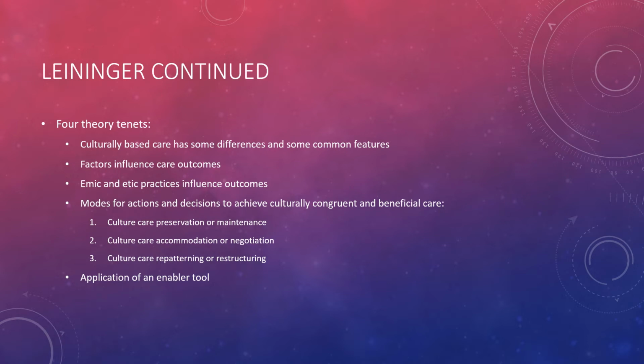care. And then that there are 3 modes for actions and decisions to achieve culturally congruent and beneficial care. And this is what we just talked about: the preservation or maintenance, accommodation or negotiating, and repatterning or restructuring. And then she suggests the application of an enabler tool to structure the actual intervention, because it can help you stay kind of on task with the nursing theory.